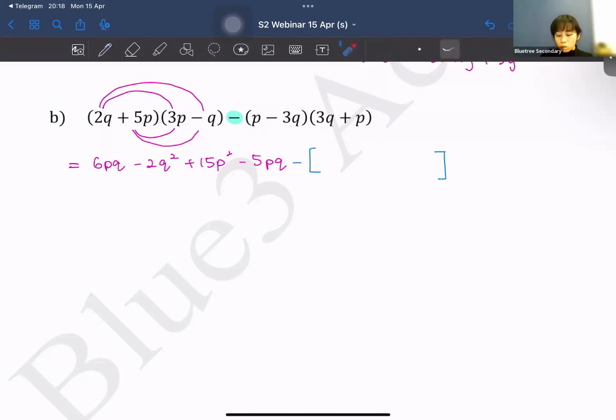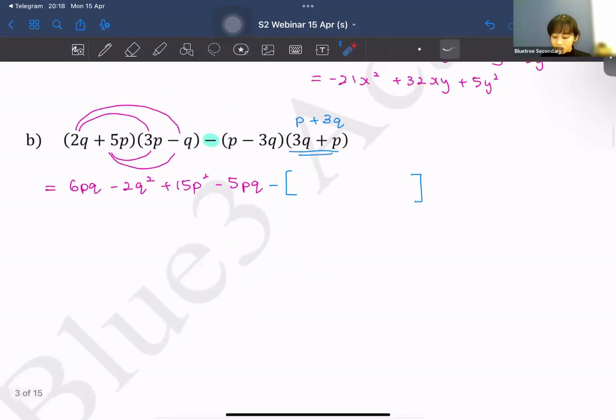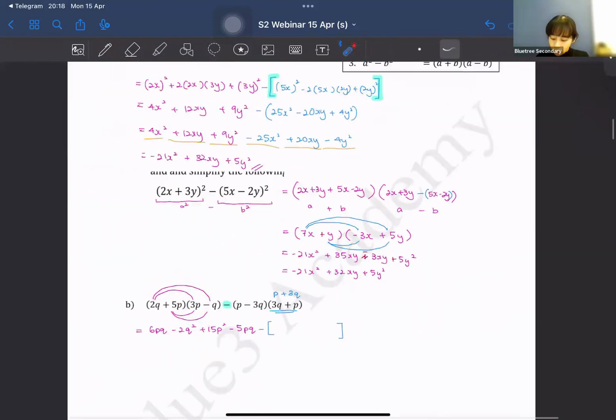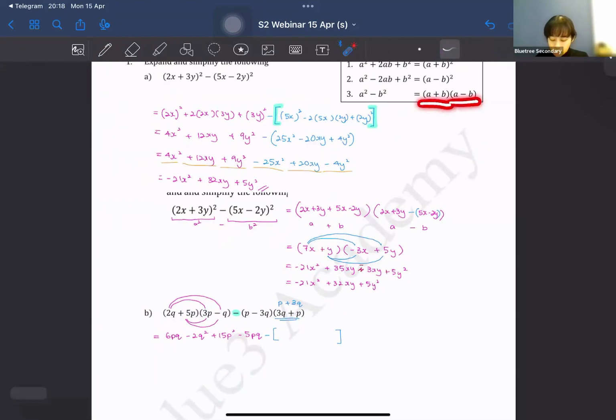Some students will just go ahead and do the rainbow method. Not wrong, but stronger students can straight away identify that this is actually one of the identities. If I were to rewrite this as P plus 3Q, essentially what I have here is A minus B times A plus B. So that is your third identity, A minus B times A plus B. When you expand that out, you can straight away go into A squared minus B squared.